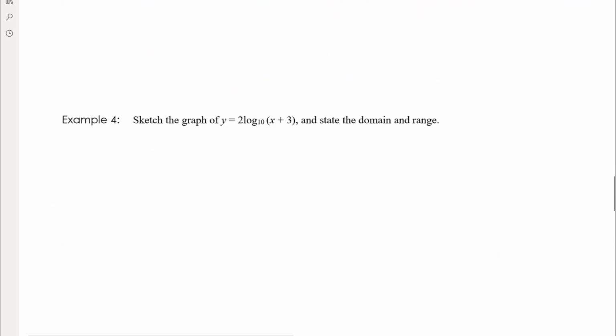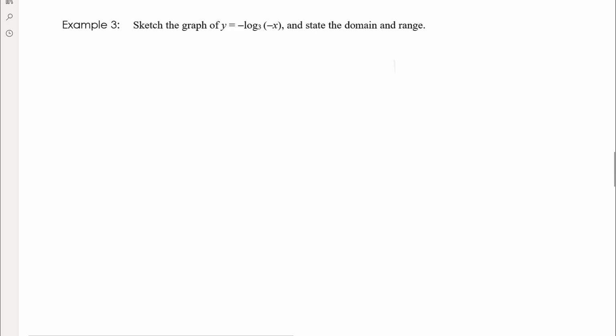Oh, sorry, missing a page here. There we go. Example 3. So now we just want to sketch some log graphs. So sketch the graph of y equals negative log base 3 of negative x.